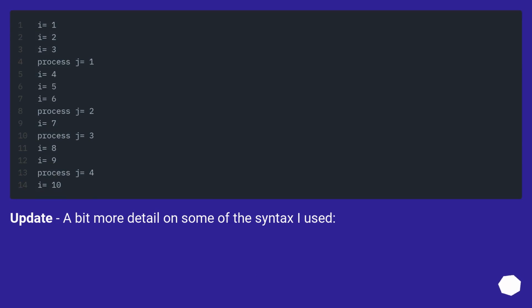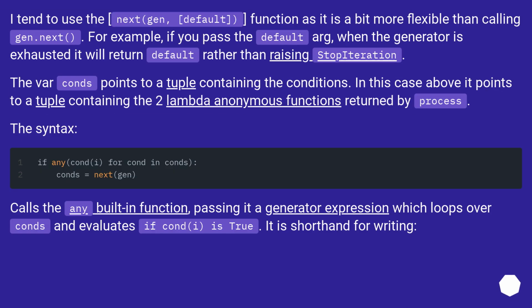Update, a bit more detail on some of the syntax I used. I tend to use the next(gen, default) function as it is a bit more flexible than calling gen.next. For example, if you pass the default arg, when the generator is exhausted it will return default rather than raising StopIteration. The var cons points to a tuple containing the conditions. In this case above it points to a tuple containing the two lambda anonymous functions returned by process.